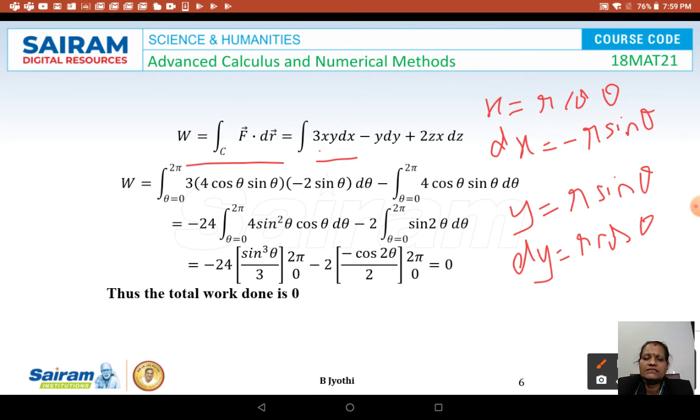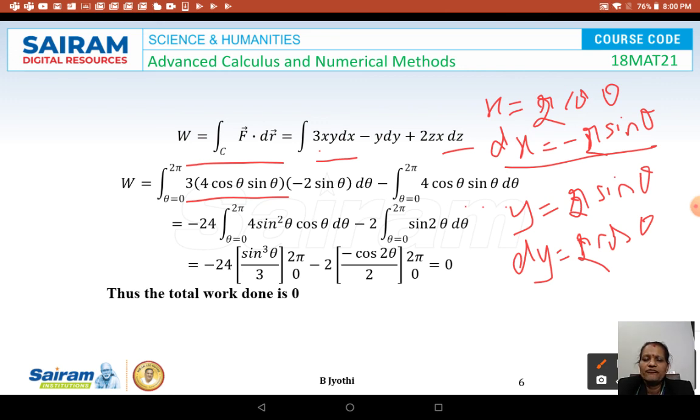Then what happens is 3 times 4 cos theta sin theta into minus 2 sin theta d theta, minus, this r is nothing but actually 2 here. So it is everywhere changed to 2 here. So minus 2 sin theta we are getting in the place of dx, and similarly this one, that is minus 4 cos theta sin theta into d theta, and the dz we have shown as 0, so it will not be there, and theta is varying between 0 to 2 pi.